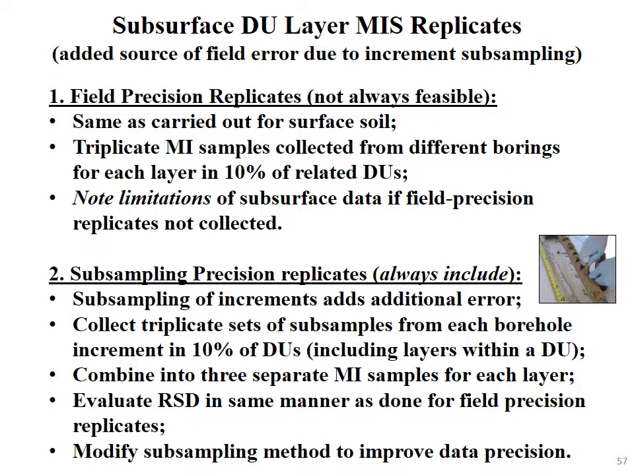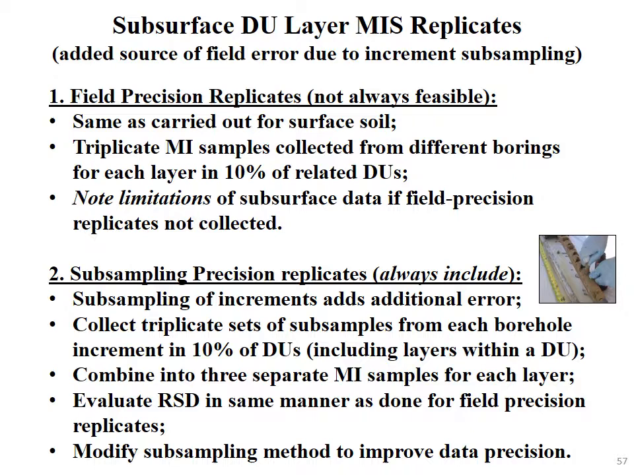So in this case, we're introducing another source of error into the sampling process, because we have to subsample the increments. So even if you can't collect field precision replicates, what you can do is collect three sets of subsamples from every core in every DU layer. So you have three replicate subsamples for each DU layer, and then you compare the RSD for these replicate samples, and it'll give you an idea of the precision of your subsampling. So that's discussed in our TGM. That might have sounded a bit confusing when I was explaining it. We're just testing the subsampling precision.